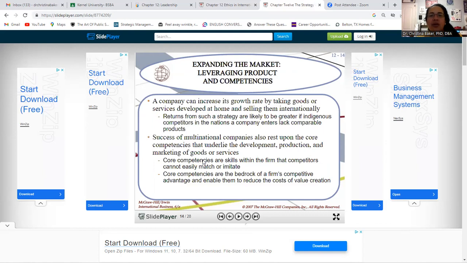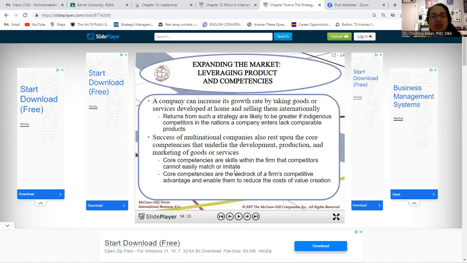Any company can increase its growth rate by taking goods or services developed at home and selling them internationally. The returns from such a strategy are likely to be greater if indigenous competition in the nations the company enters lacks comparable products.